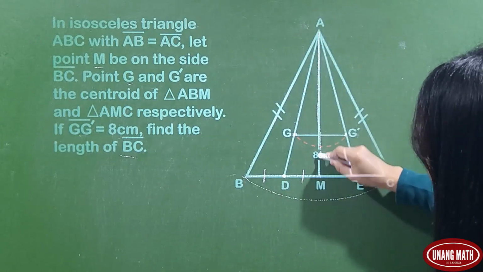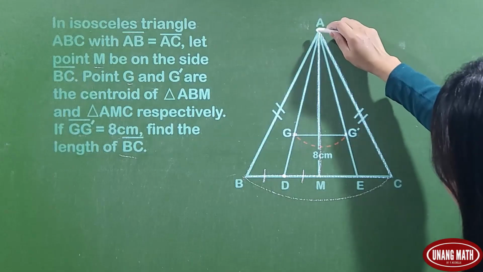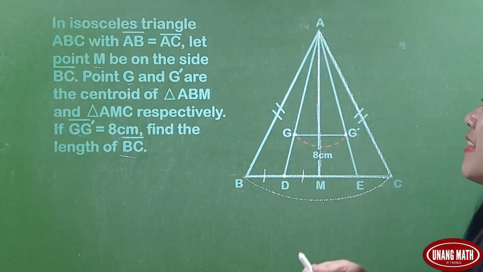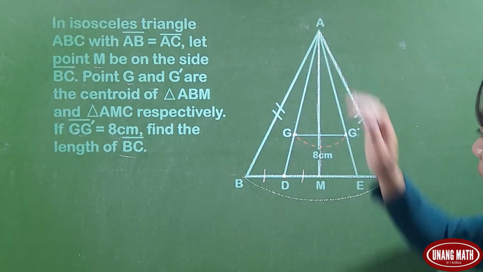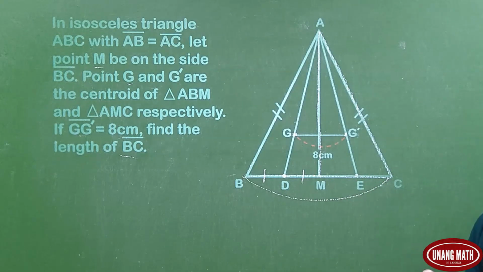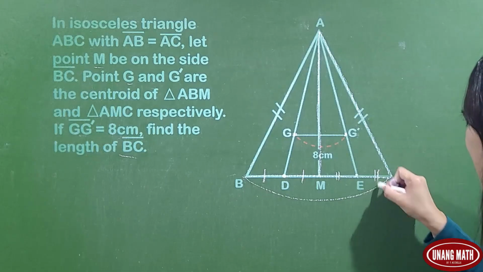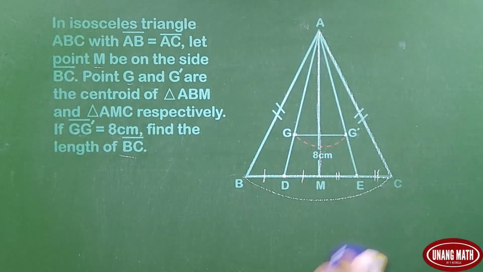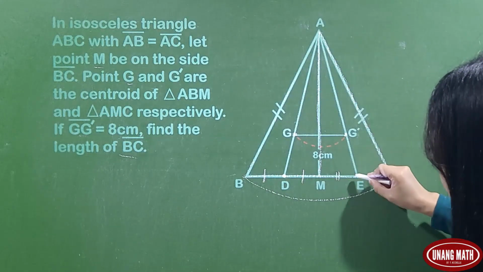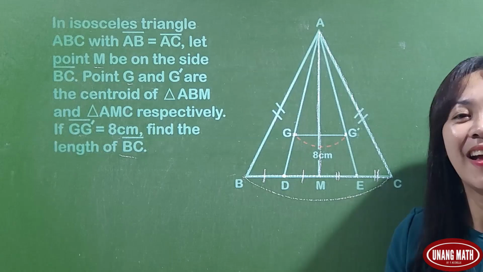This is the centroid of triangle AMC. So from this vertex to this point, this segment AE is a median for this triangle AMC. So this point E is the midpoint of segment MC. So segment ME is the same length as segment EC.